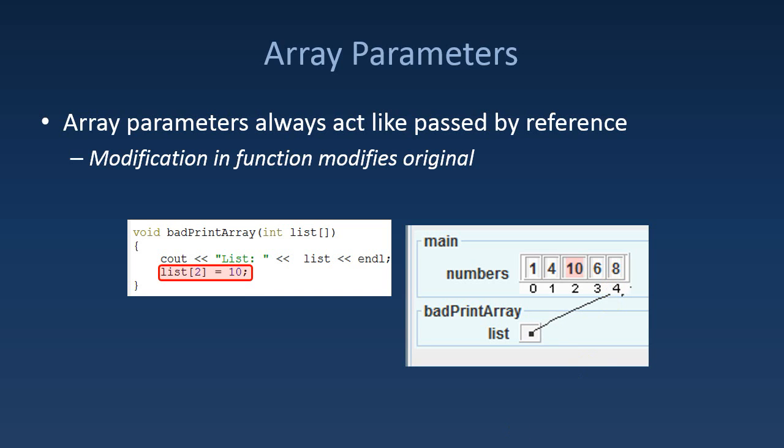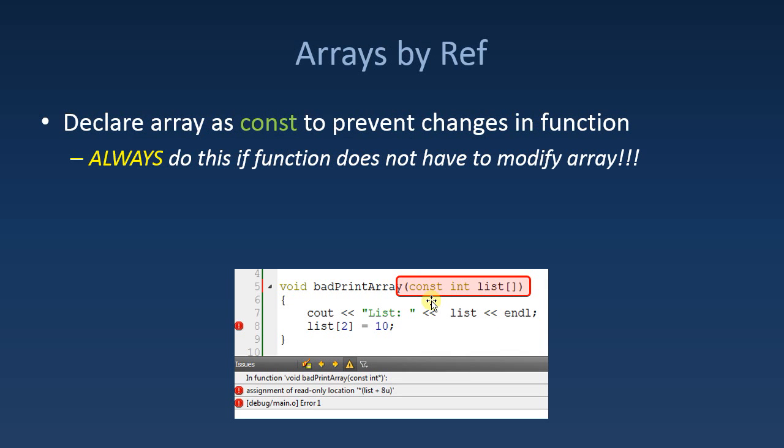So if you want to pass an array into a function and you don't want to modify it, you have to declare it const. Const int list array says, hey, I'm passing in this array, but I never want to be able to change it. And so then if we try and do something like this to change the value of list, the compiler will catch that and tell us, no, you're not allowed to do that. Anytime you're passing an array into a function, stop and ask yourself, do I intend to change it? If not, it absolutely should be const.